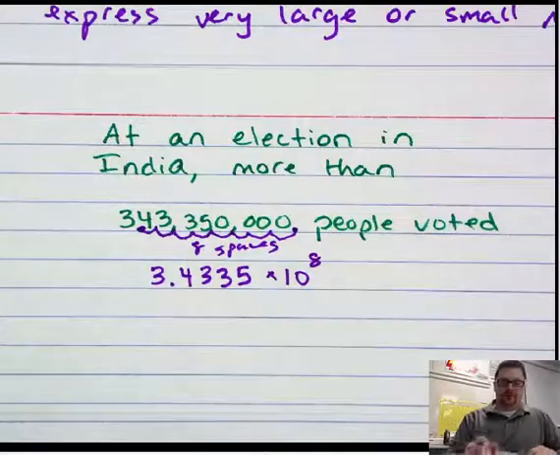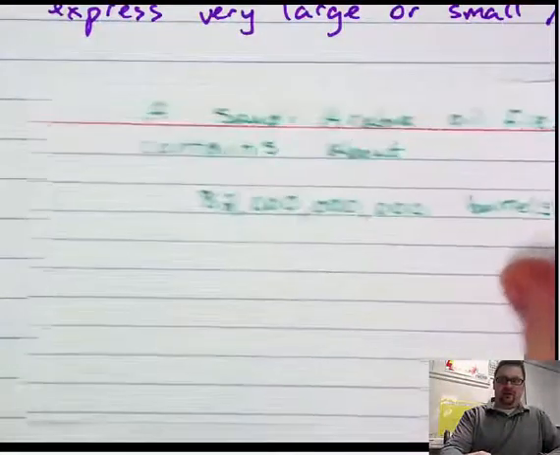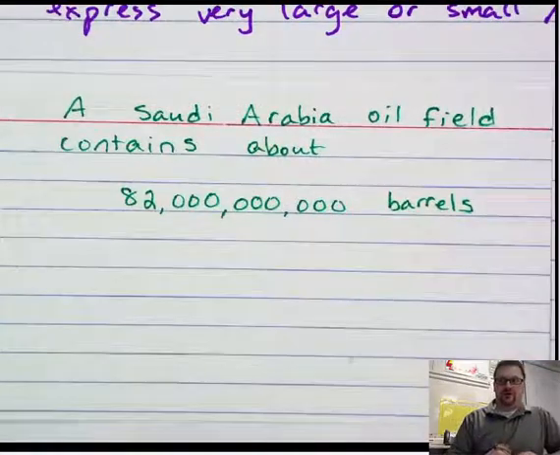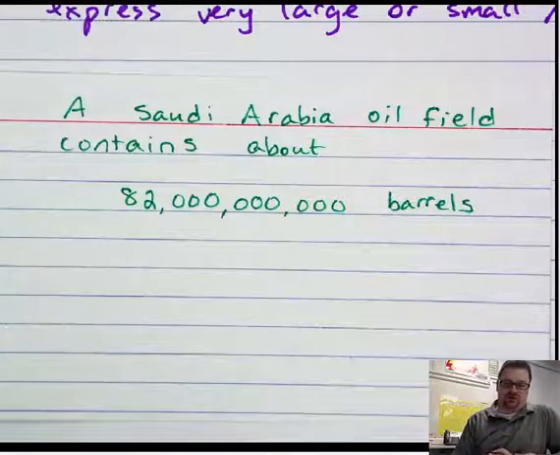Okay? See if you can try this one. A Saudi Arabia oil field contains about 82 billion barrels. What would that look like in scientific notation? See if you can pause the video and try that out.